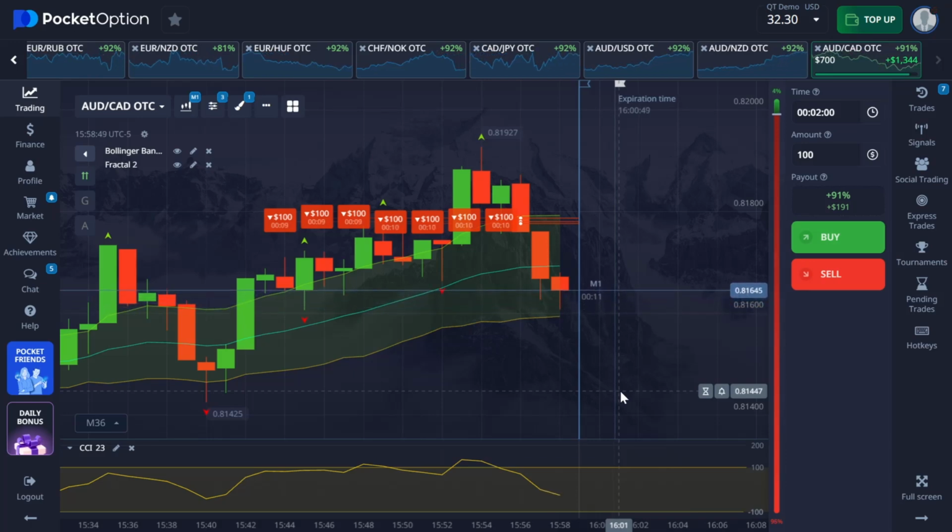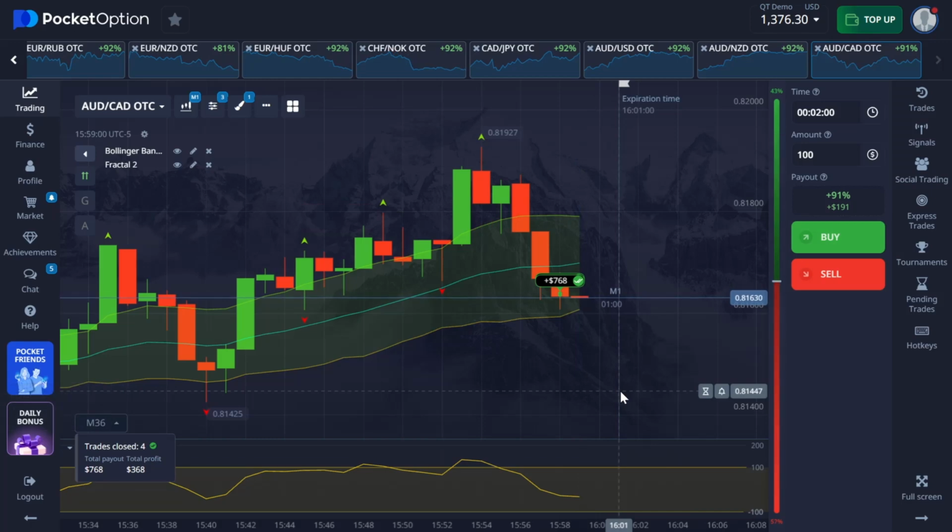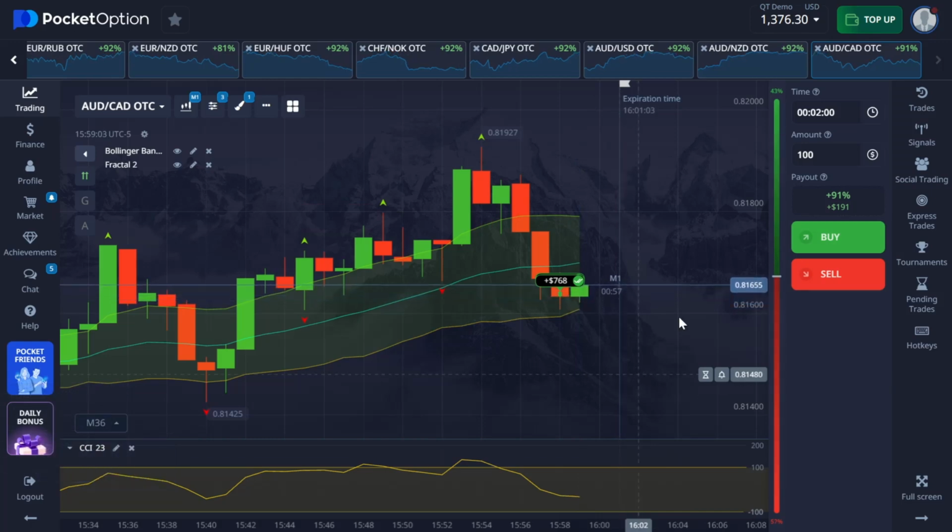And right now our candle is about to close, and this trade is so clean. And as you can see, it's going to be a winning trade. Beautiful, beautiful. Let's find our next trade.